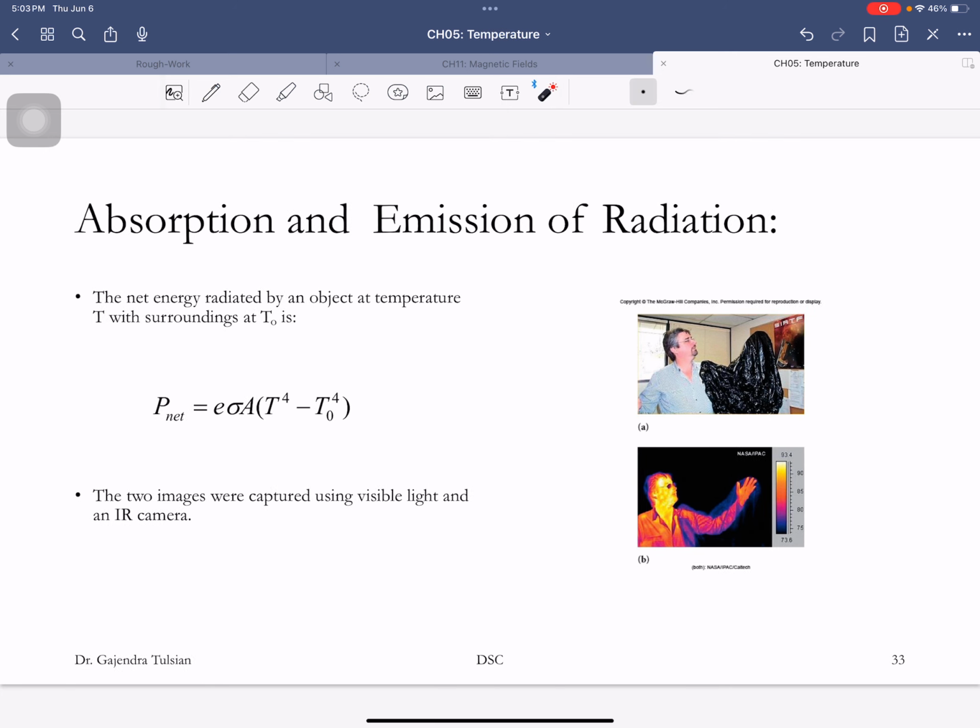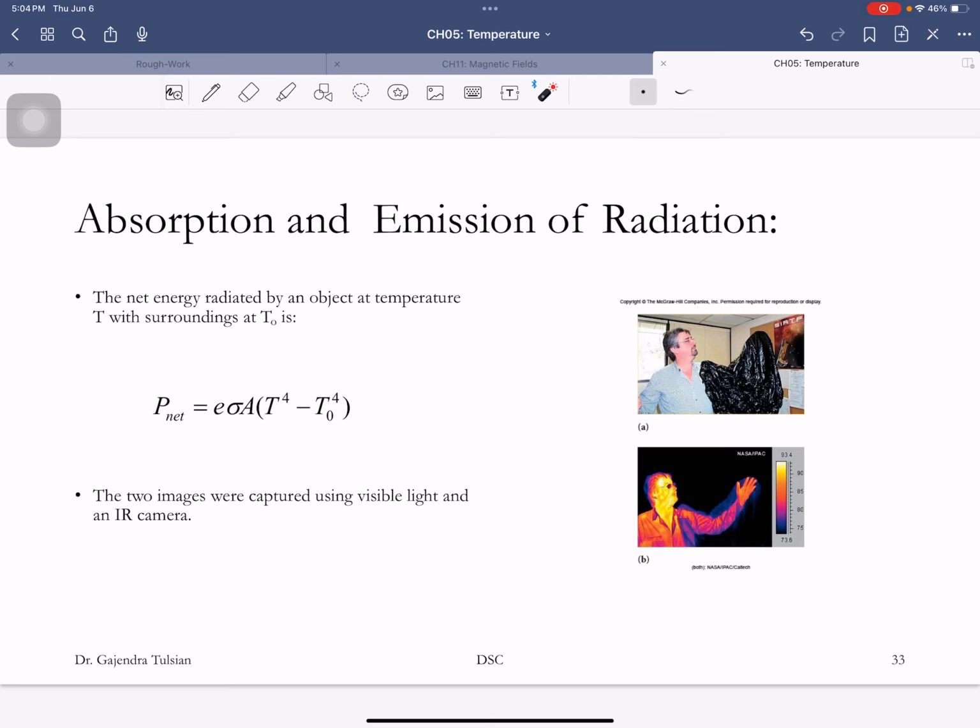These two diagrams illustrate that we lose heat via radiation. Humans emit mostly in the infrared region. Here's a picture of this person taken using visible light, and the same situation taken with infrared light, showing you the infrared emissions.